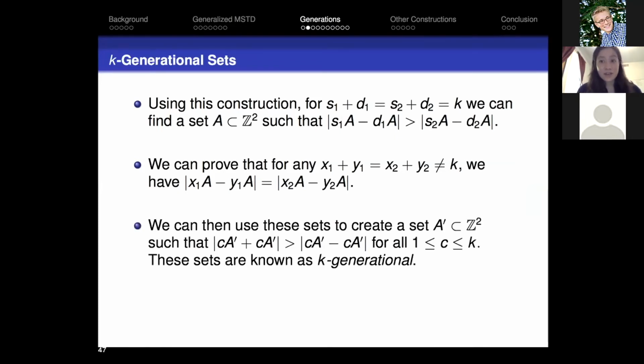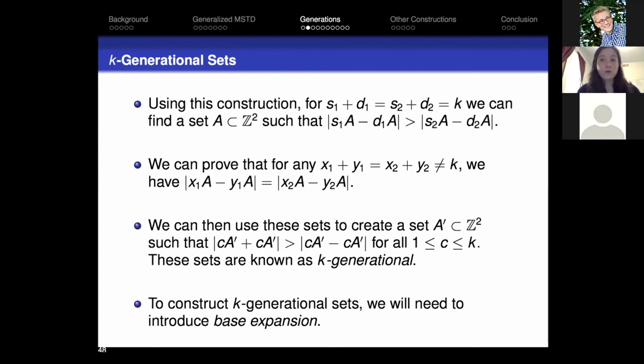Then using these two facts, we can use these sets to construct another set, A prime, two-dimensional, such that the cardinality of CA prime plus CA prime is greater than the cardinality of CA prime minus CA prime for C between 1 and K. We're going to call these sets K-generational. In order to construct this A prime, we're going to need to introduce the concept of base expansion.